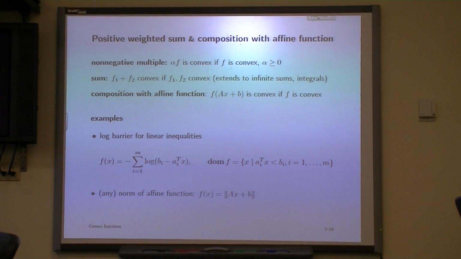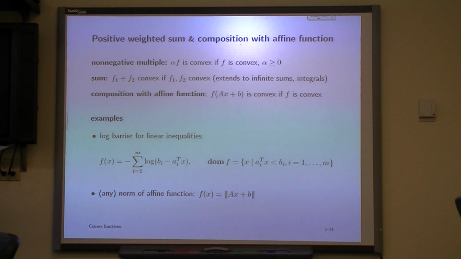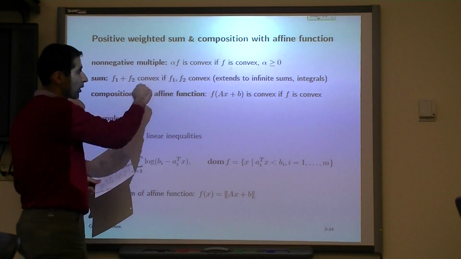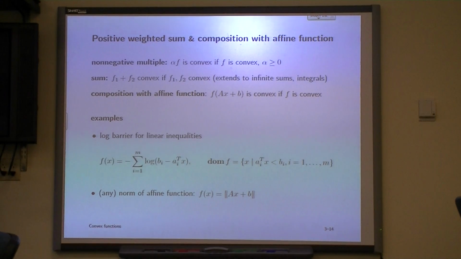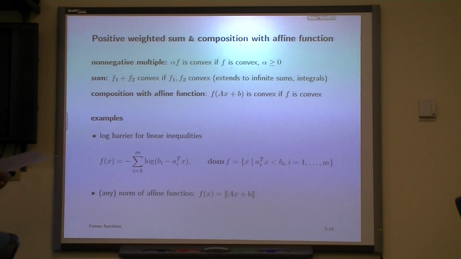The first one is positive weighted sum and composition with the affine function. Then, non-negative multiplication. Non-negative multiplication preserves convexity. For example, if f is convex and we multiply by a positive value, it will be convex. The summation of convex functions is convex. This summation means if we have an integral of the functions, it's convex. If we have the expected value of the function, it's convex.